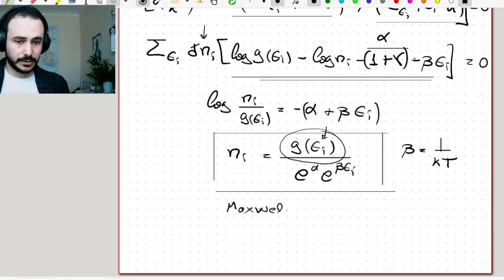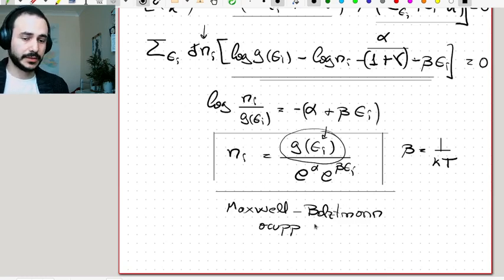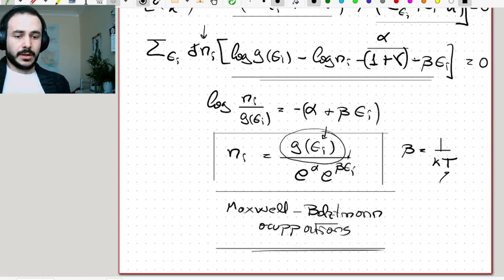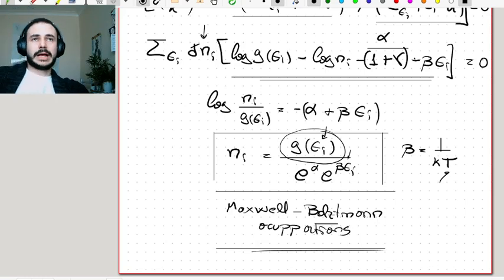So when we have a system of non-interacting identical particles which are distinguishable in the classical case, they distribute in the different energy levels when they are in equilibrium according to the Maxwell-Boltzmann occupations. So each energy level is occupied by ni particles when it's in thermal equilibrium, where the temperature appears in this beta here. That's how identical distinguishable particles would distribute in equilibrium.